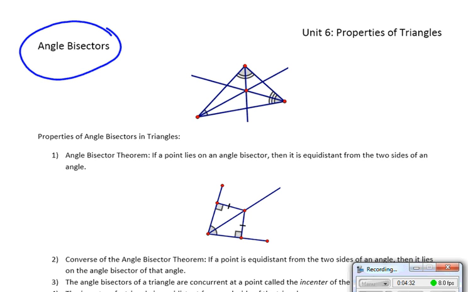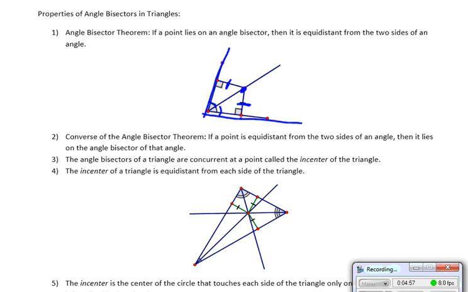If you look at the picture below, they're showing this a little bit more clearly. Here's the angle that's been bisected. Here's the point falling on the angle bisector. We know it's an angle bisector because the two angles are marked to be congruent. What this theorem tells us is that the distance from the angle bisector to the sides of that angle would be congruent.